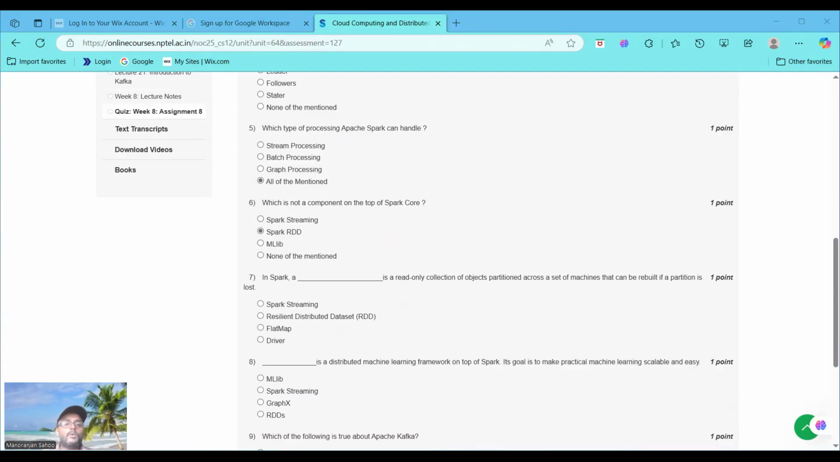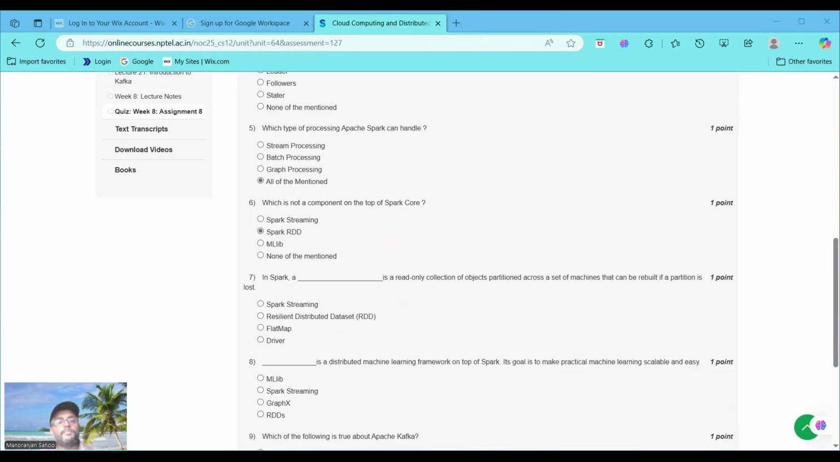Because Spark core is the foundation with higher level components like Spark Streaming, MLlib, and GraphX built on top. RDD means resilient distributed dataset, the core data structure within the Spark core, not a separate component on the top. So A is also incorrect.